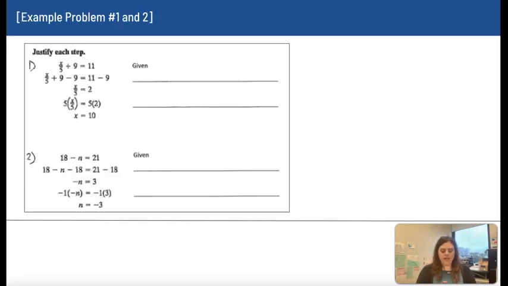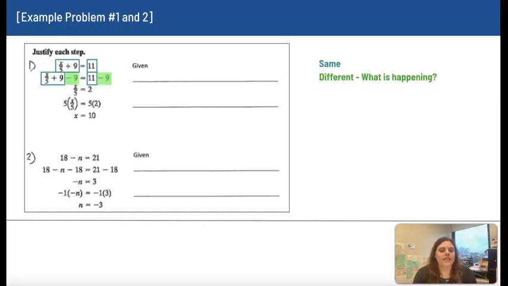So we're taking a look at the first example, which is x over 5 plus 9 equals 11. And these are already solved for you. You are not solving anything in these problems in this lesson because we're focusing on justifying. So it's already solved for you. So what you need to do, though, is you need to first identify what's the same. So the x over 5 plus 9 and the 11 are the same from one line to the next.